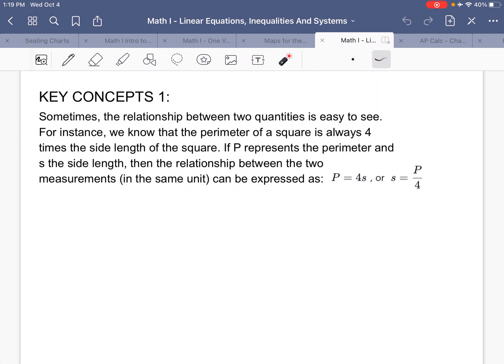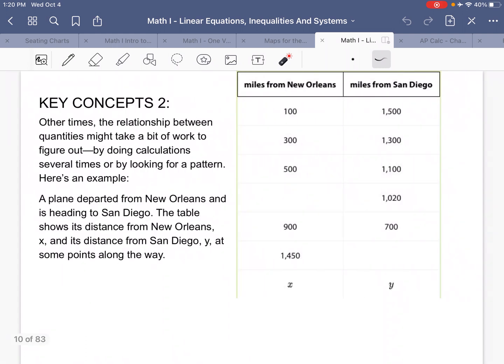For this case, we know that the perimeter of a square is always 4 times the side length of the square. If P represents the perimeter and S is the side length, then the relationship between the two measurements can be expressed as the perimeter equals 4 times the side length, because the square has 4 sides and all 4 sides are the same length. So if you know the side length for one side, you just take that times 4. That's easy. Now sometimes they might be a little more complicated, so we might have to do some calculations or look for a pattern. So here's an example.